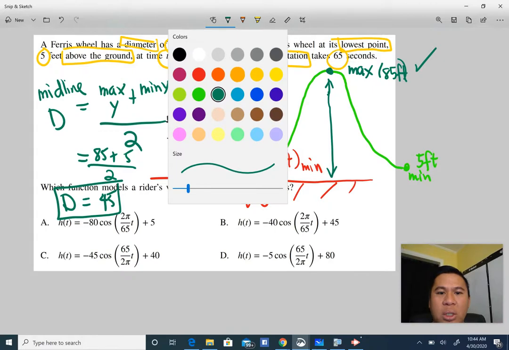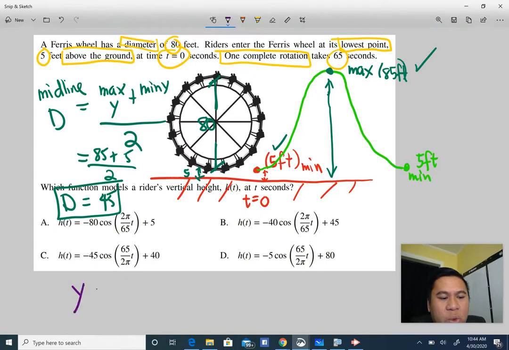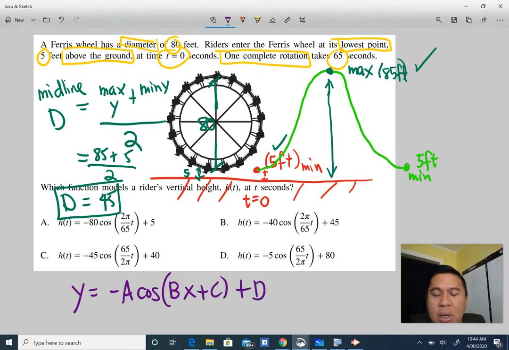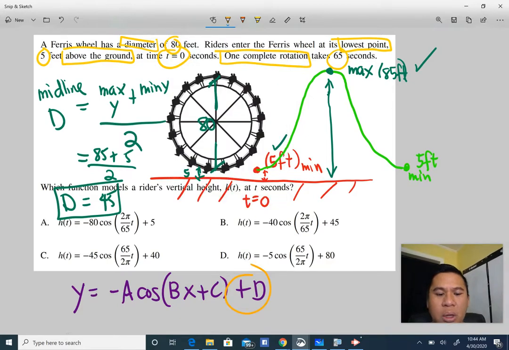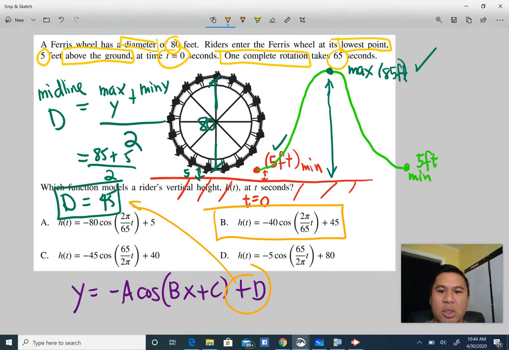Which among these will give us our answer? Our formula is y equals negative a cosine of b times x plus c, plus d. We're talking about the midline here, which means the midline will be the 45 feet value. That will be letter D in this case. Once again, if you want to consider the amplitude, the period, and even the phase shift, you can go back to my previous video about trigonometric functions, focusing on those components.